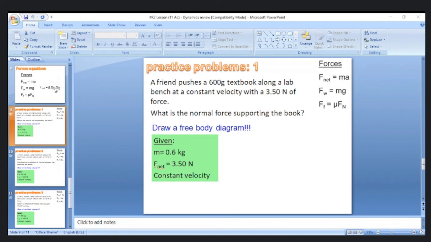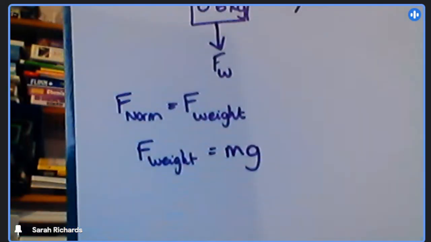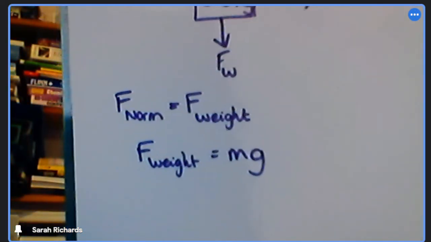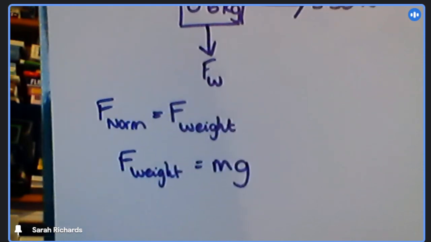Well, the normal force is going to be equal to the force of the weight because they're equal and opposite. So it's equal to the force of the weight. And force of weight equals mg. So the normal force is equal to the weight, and we know that weight is equal to mass times gravity.